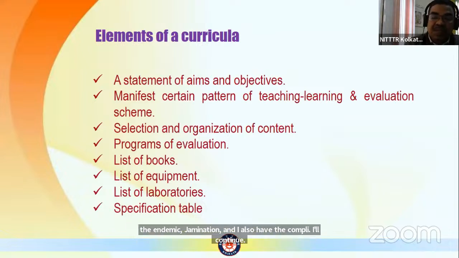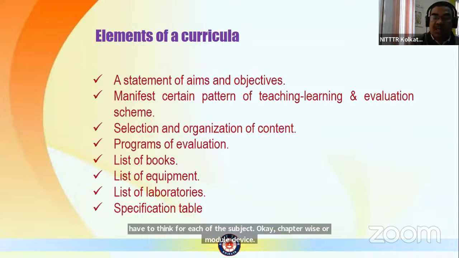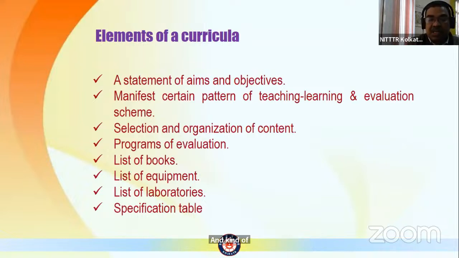Selection and organization of the content is also very important. You have to think about how the content is selected and how it is organized. What is the sequence for each subject? You have to think about that for each subject, chapter wise or module wise, how the content is sequenced, organized, or arranged.